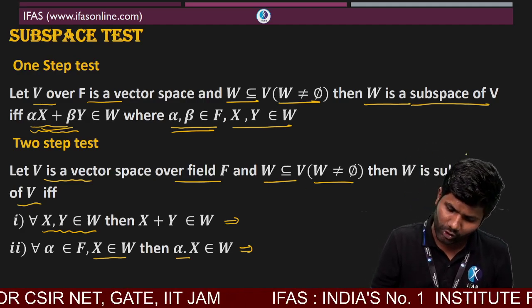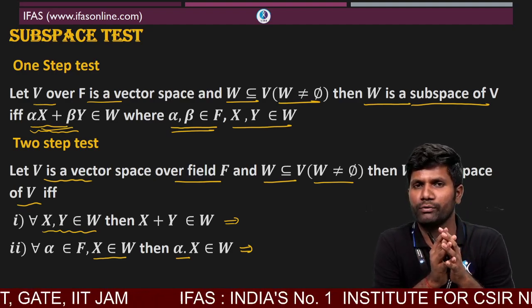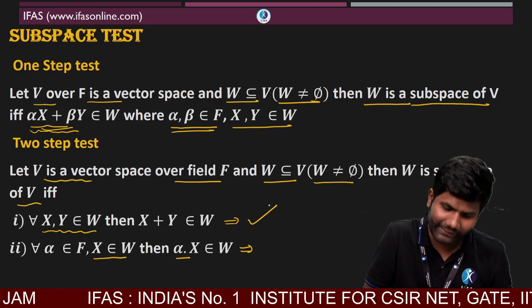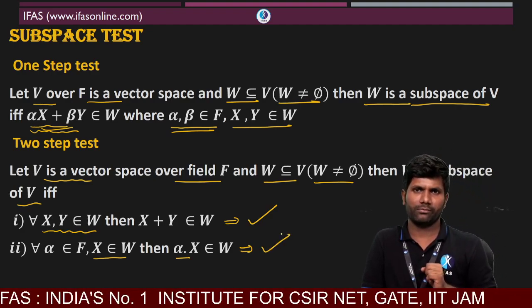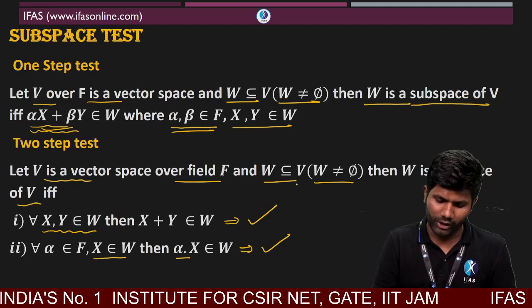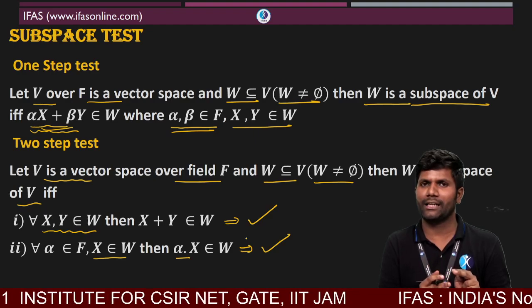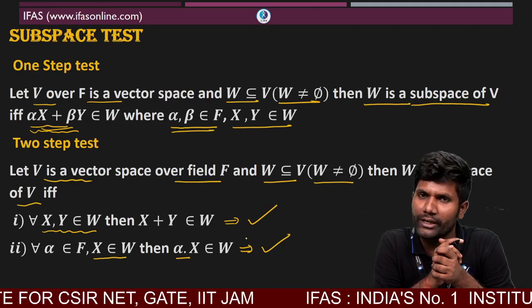In short, by using the two step test, a non-empty subset of a vector space is a subspace if and only if it is closed under vector addition, and second, it is closed under scalar multiplication. So a non-empty subset of V which is closed under vector addition as well as scalar multiplication is called a subspace of the given vector space V.